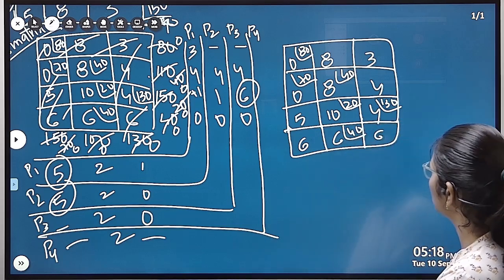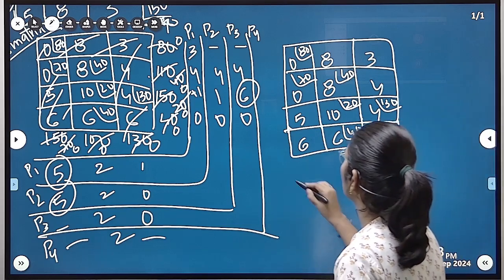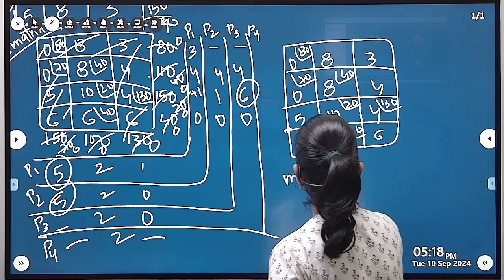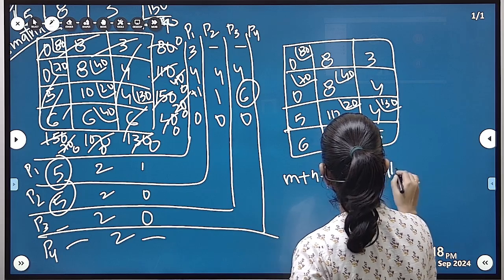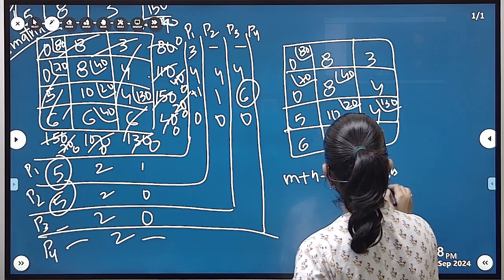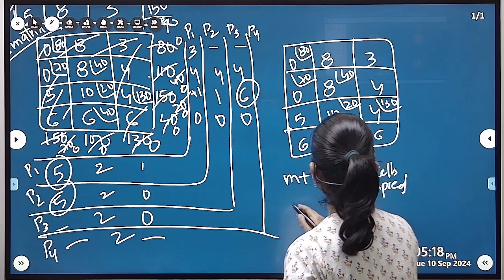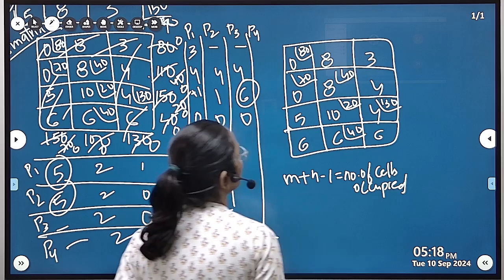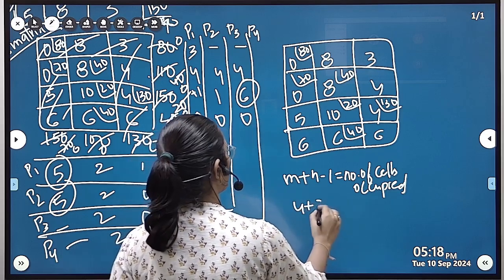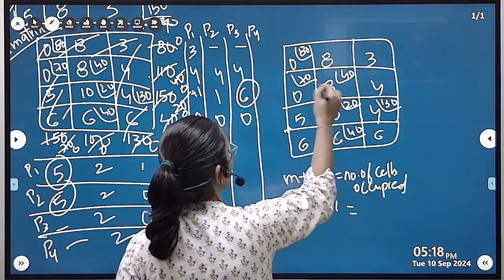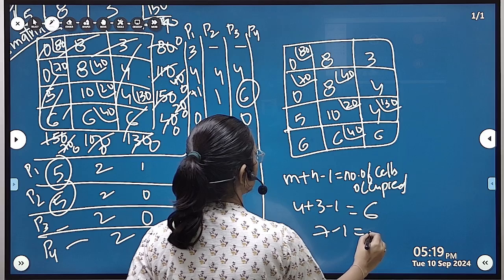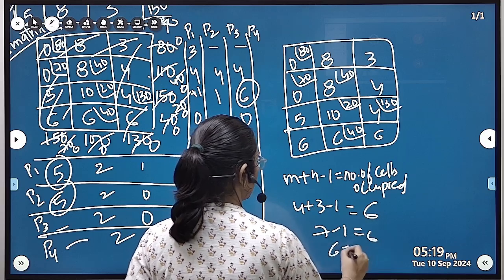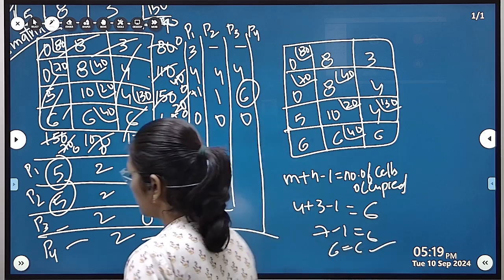Okay, so check the feasibility. m plus n minus 1 should be equal to the number of cells occupied. So how much is m plus n minus 1? 4 plus 3 minus 1: 1, 2, 3, 4, 5, 6, so 7 minus 1 is equal to 6. So 6 is equal to 6. So the solution is feasible.